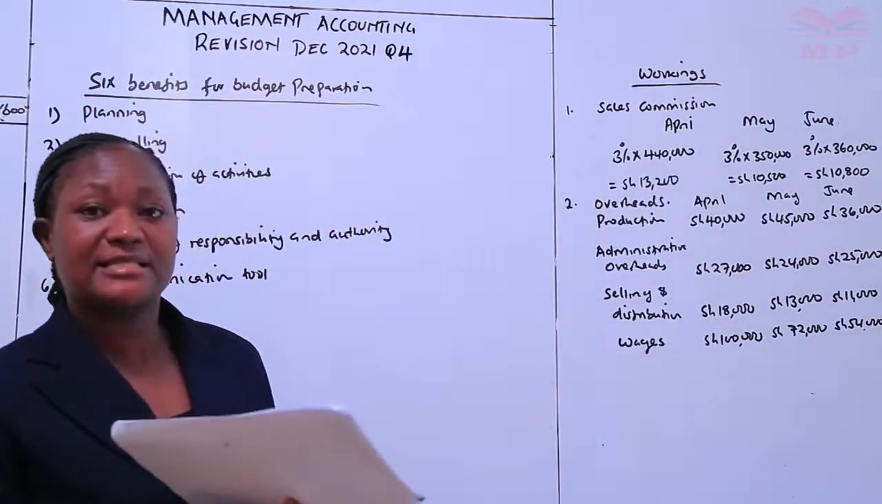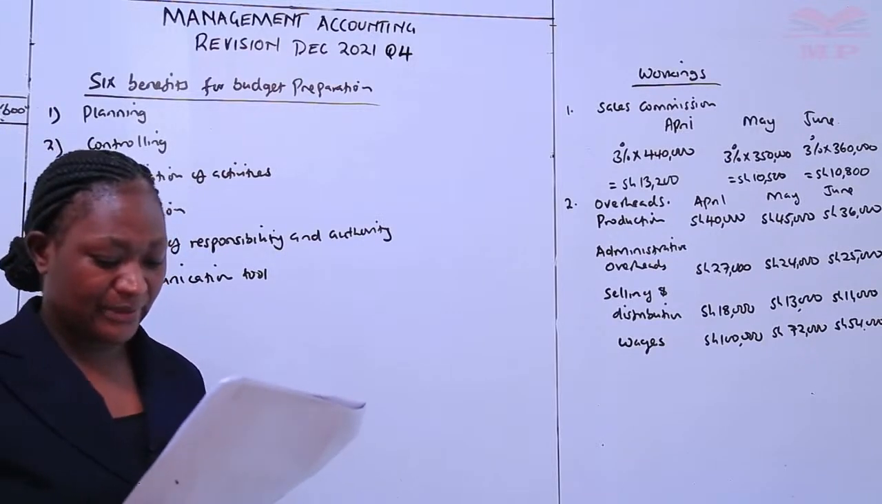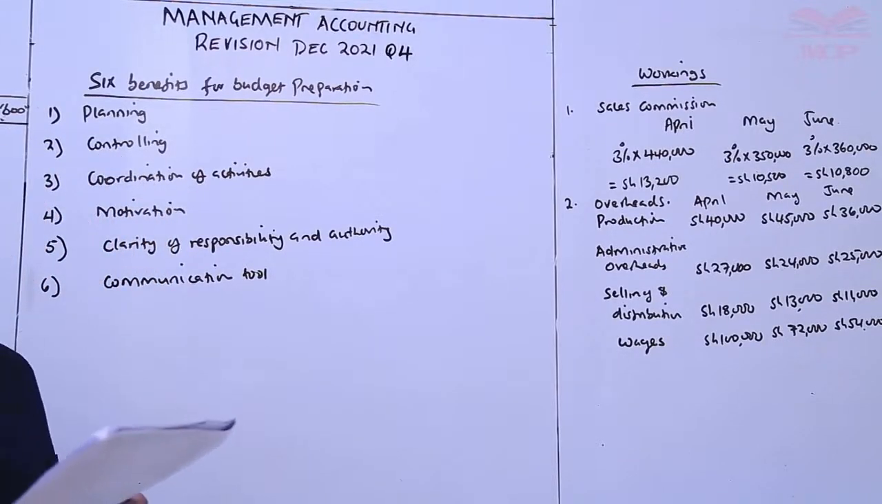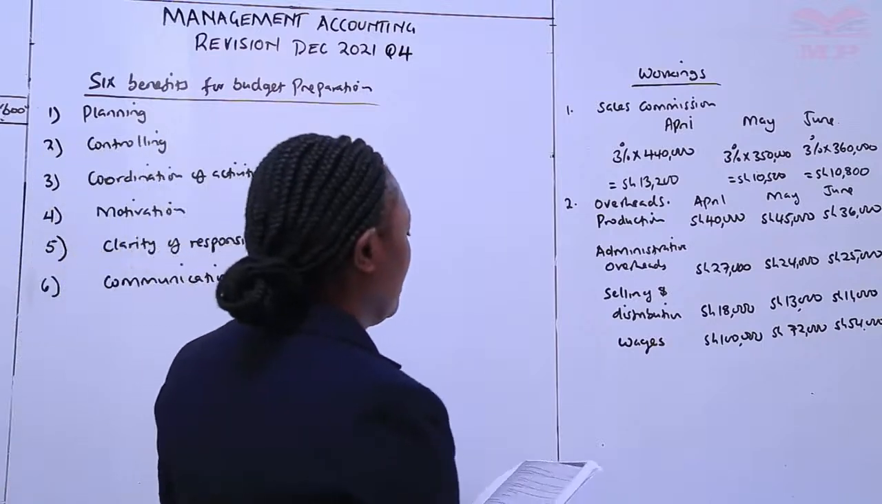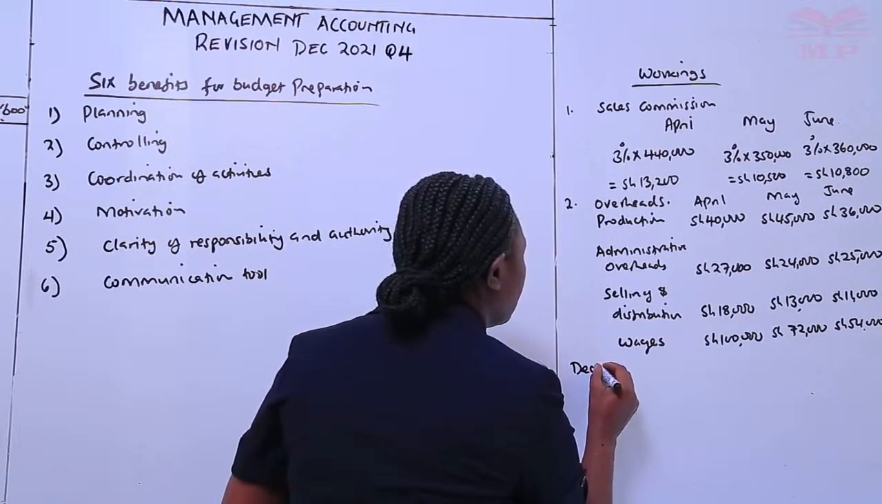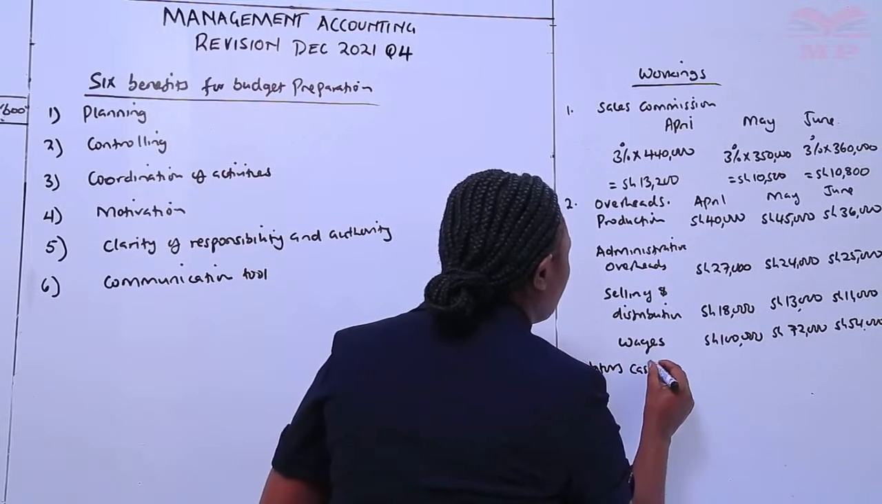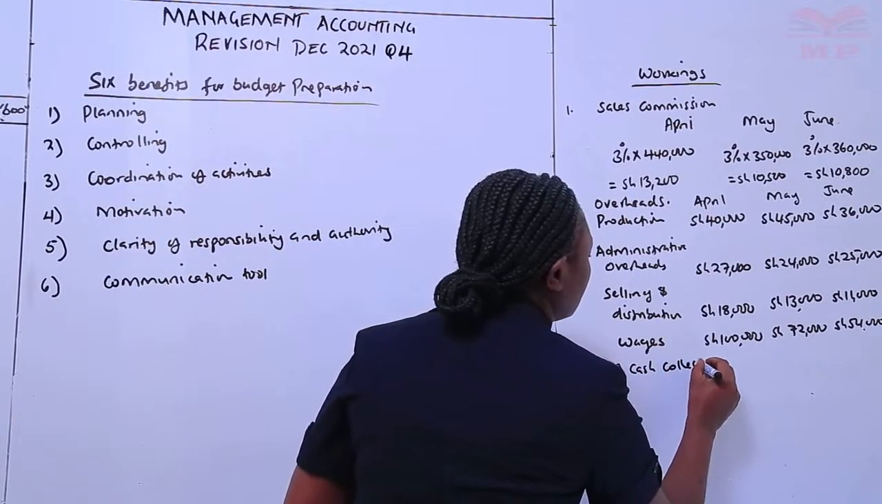That's note number 7. Then the last note, number 8, we are told that 20% of debtors. So we calculate debtors, cash collections.